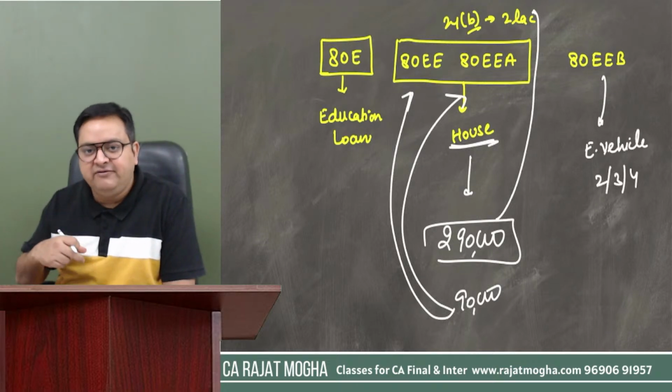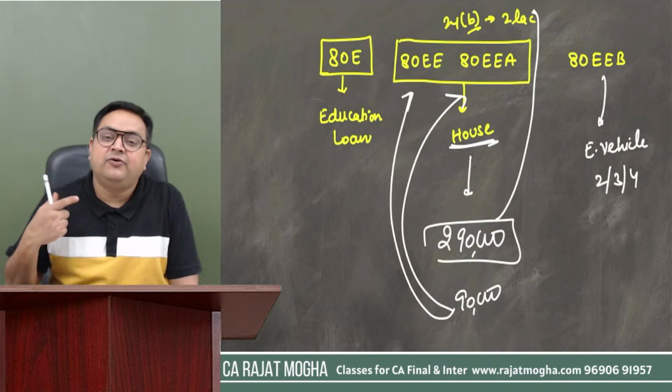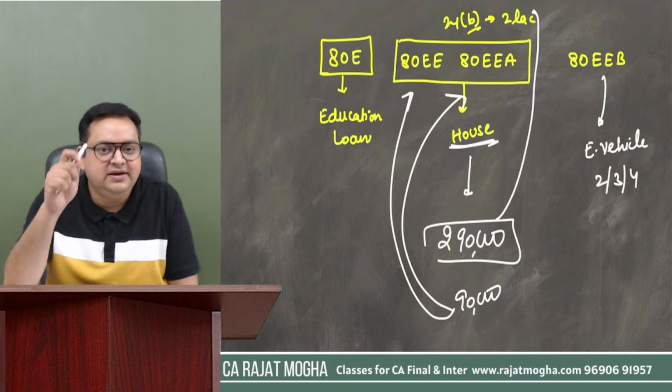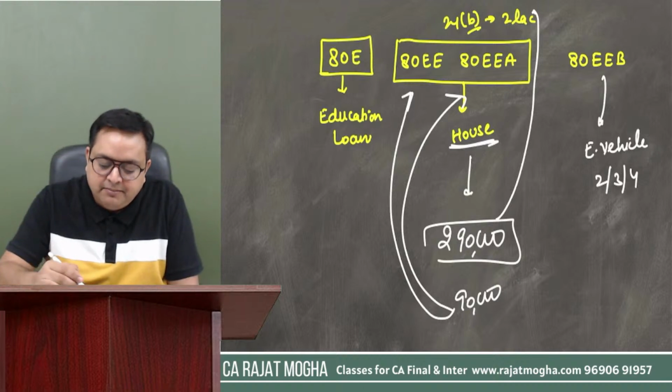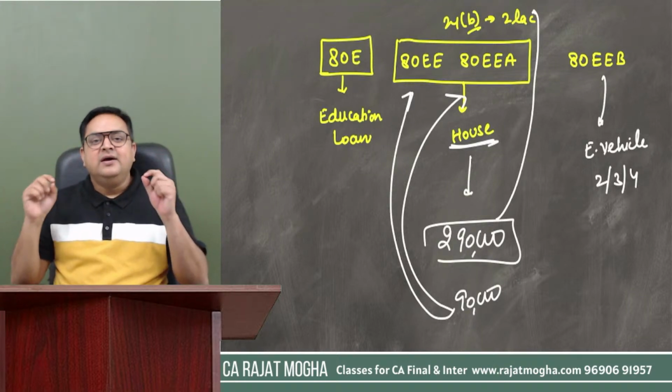So this is related to electric vehicle, 2-wheeler, 3-wheeler, or even 4-wheeler. Even if it is a personal vehicle, then also 80EEB can be claimed. And if it is for business purpose, then 80EEB deduction can also be claimed, but there is one point that I'll be discussing with you. But please tell me, first of all, are you through with these 4 sections now?